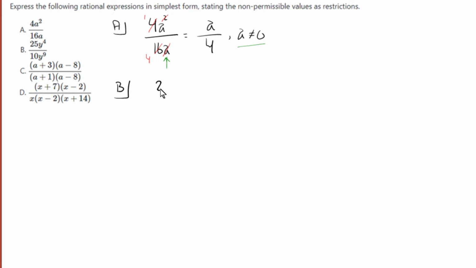In B, we have 25 y to the power of 4 over 10 y to the power of 9. We can divide numerator and denominator by 5, leaving us with 5 and 2 as the numerical coefficients. And then we can cancel the 4 y's in the numerator against 4 of the y's in the denominator, leaving us with just y to the power of 5 in the denominator. And the non-permissible value here is going to be that y cannot equal 0, because if it does, the denominator will become 0.